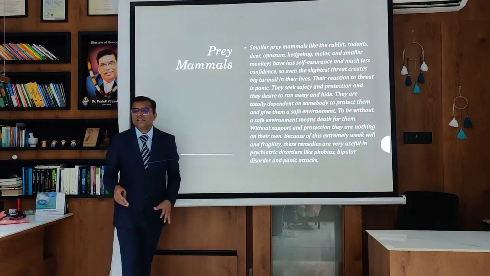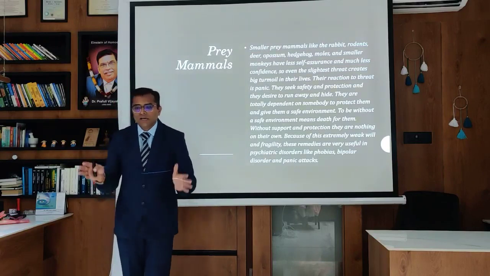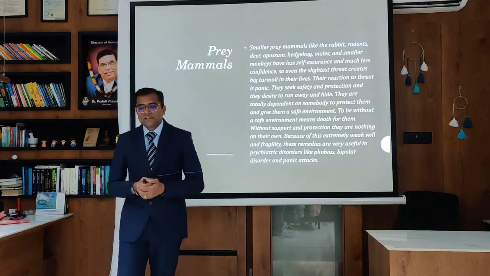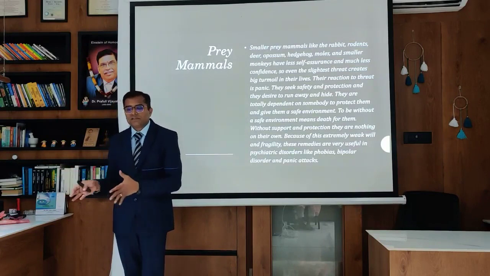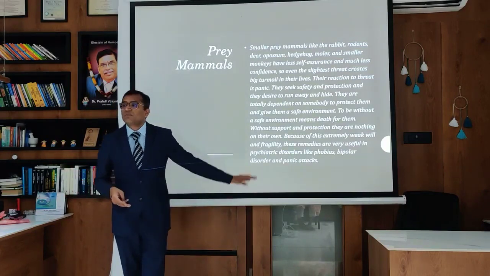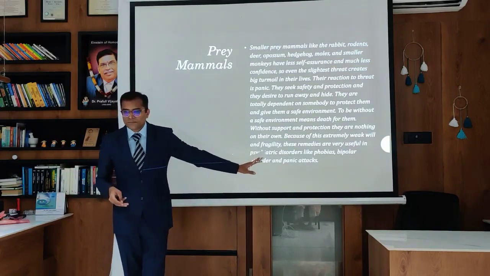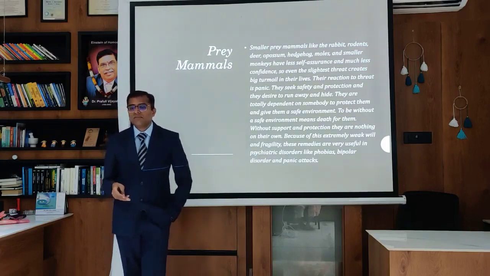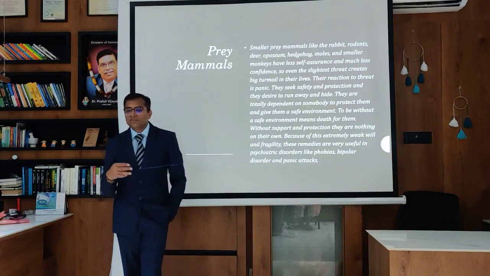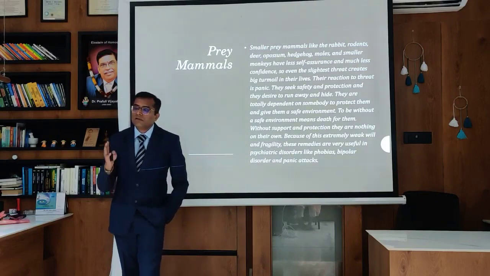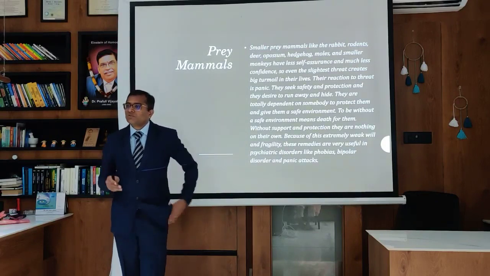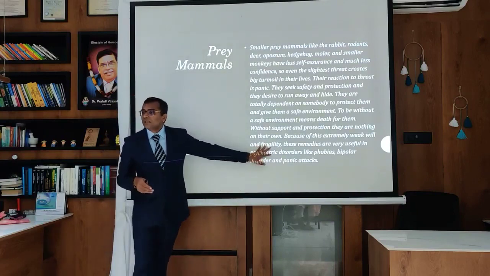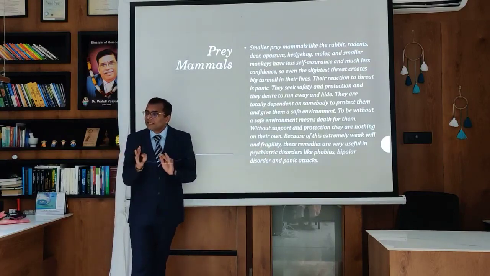So in panic reaction, they perceive a threat from the environment and they go into a panic state. So they seek safety and protection and desire to run and hide. Most of them have an escape desire. So they are totally dependent on somebody to protect them and give them a safe environment. To be without a safe environment means death for them. So most of the time they cling to someone else, who gives support and strength.